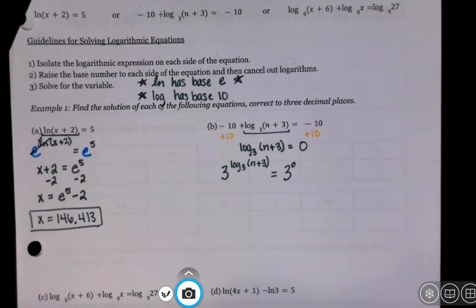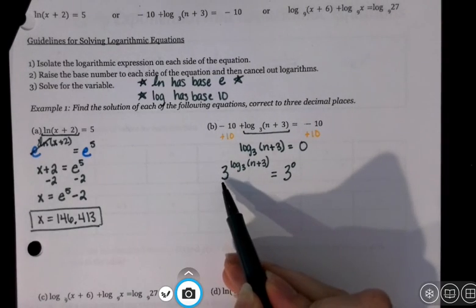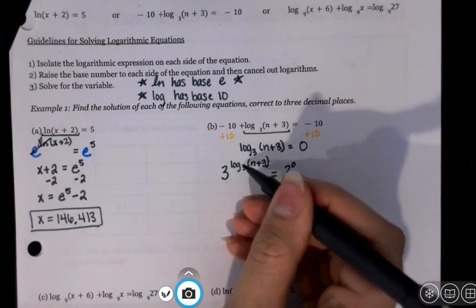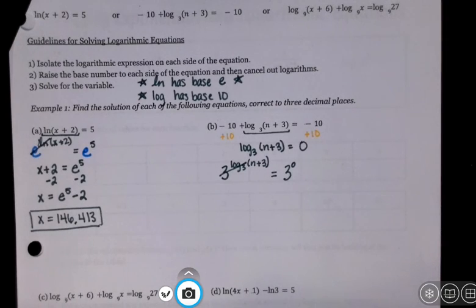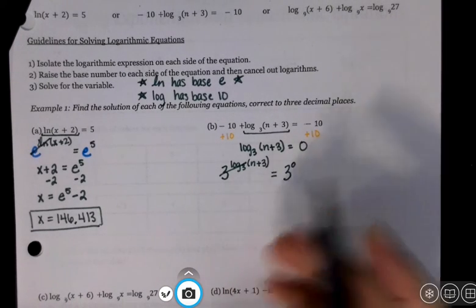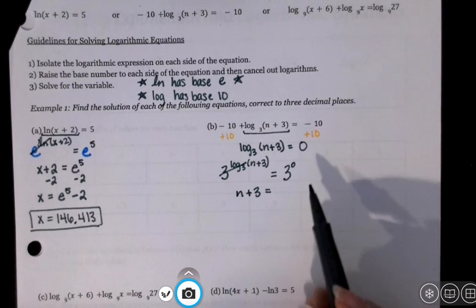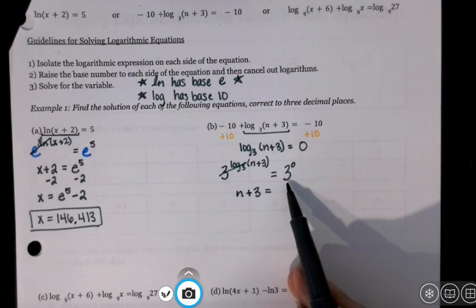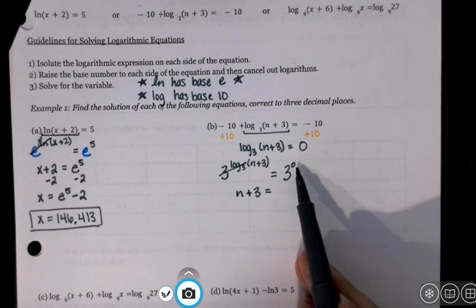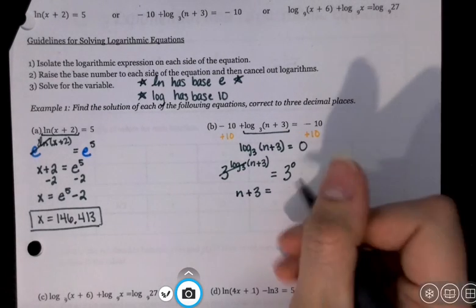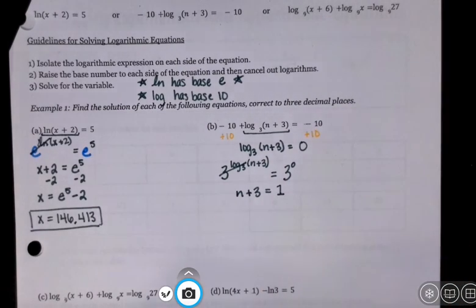So I want to figure out what cancels out. I know my log of 3 will go away. Cross those out. Do not cross out your n plus 3, that stays there. And then using our exponent rules, we know that anything with the power of 0 turns to 1. So all of that turns to 1.